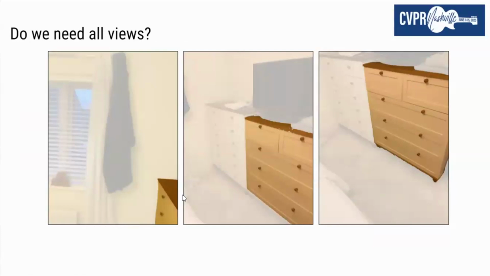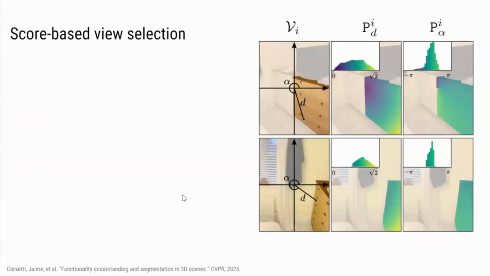And moreover, probably we do not actually need all of them, because some of them will be bad and some of them will be good. So in this case, I'd like to have some method of understanding which views are good, so which views are worth processing and which are not. Now, to do this, we designed this score-based view selection mechanism, which in itself is quite simple.